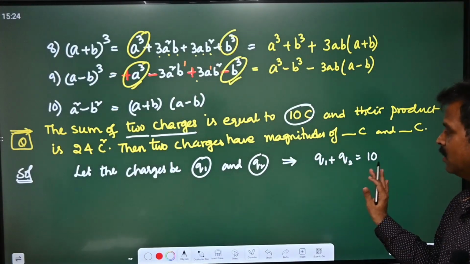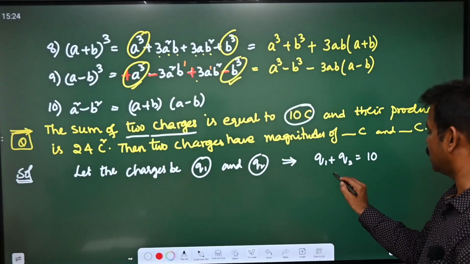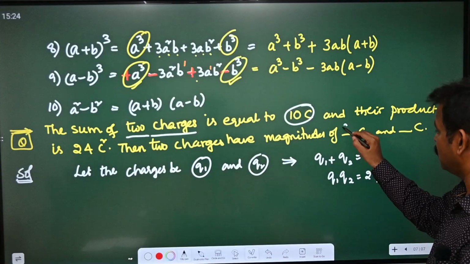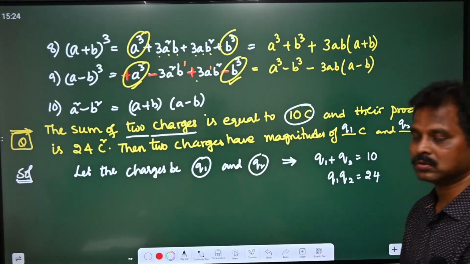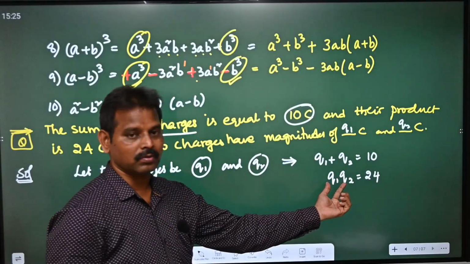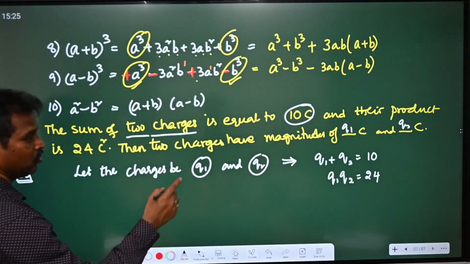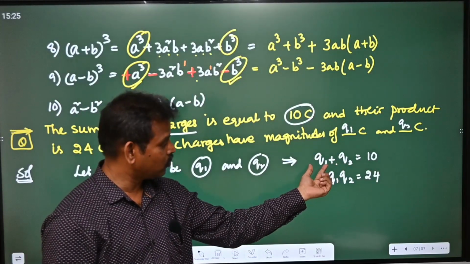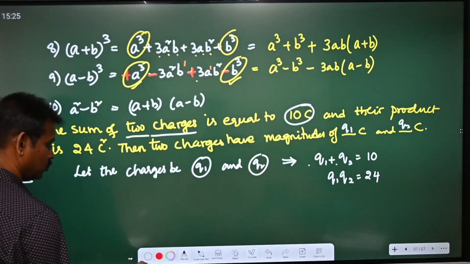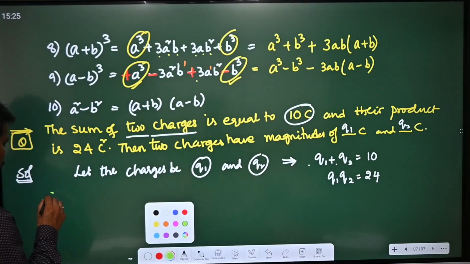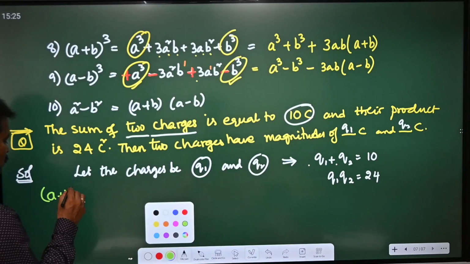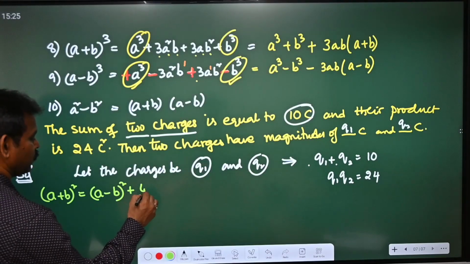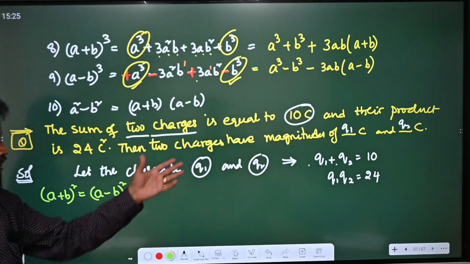I am not writing the unit, just the number. Then the product of these two charges, Q1 into Q2, is equal to 24. I want Q1 and Q2 values. Here we have the sum of the two charges and the product of the two charges. To get Q1 and Q2, I need to eliminate Q2 to get Q1, and I need to eliminate Q1 to get Q2. So what I am going to do now, we know that A plus B whole square is equal to A minus B whole square plus 4AB. I am using this concept to solve this problem.